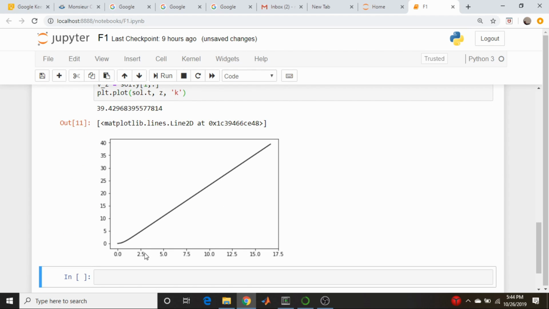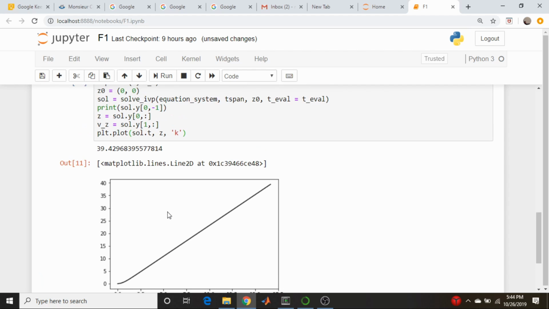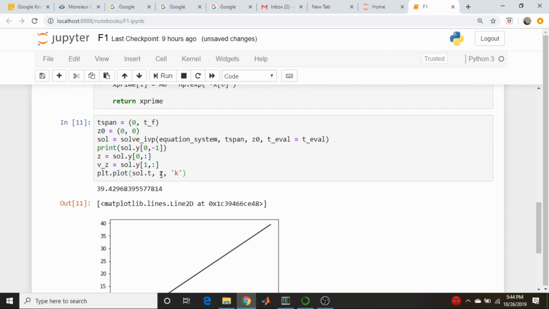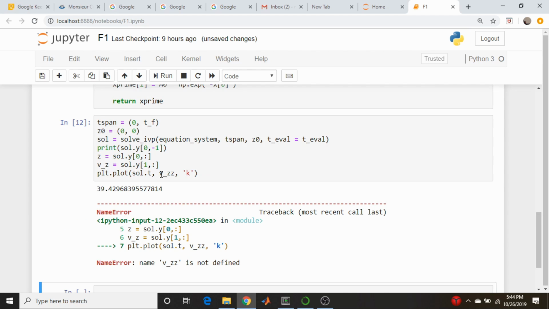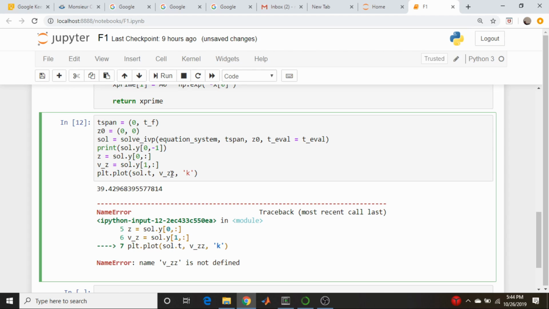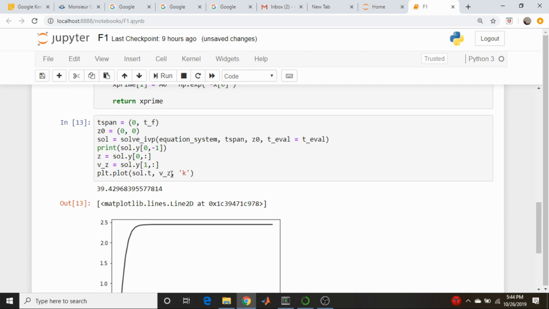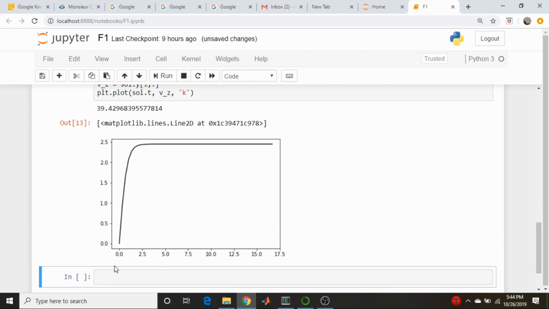So it's more or less linear except for in the beginning here. Okay, so let's just plot the velocity instead. So let's go up here and do v underscore z. Run this, and I have an error. Why do I have... Oh, I put the 2 z's in here. So here we go. Our velocity goes from 0.